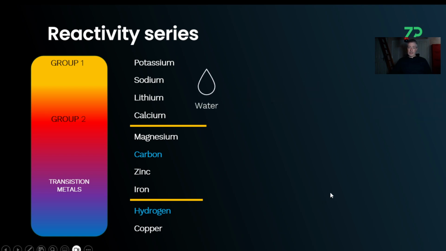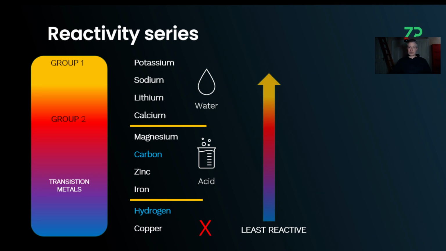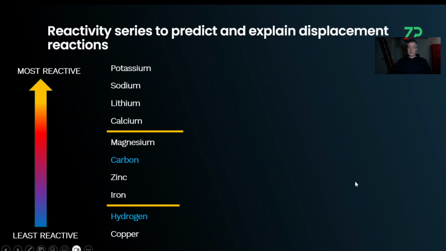Now, as I said earlier on, the potassium, sodium, lithium examples are reactive and react with water. The magnesium, zinc, and iron tend to react with acid, and then that copper I said didn't necessarily react with dilute acid. So copper's at the bottom of this reactivity series and could be described as the least reactive, whereas potassium is at the top of this reactivity series and can be described as the most reactive. Now there's a usefulness to this, because we can use the reactivity series to predict and explain displacement reactions. So let me give you an example.